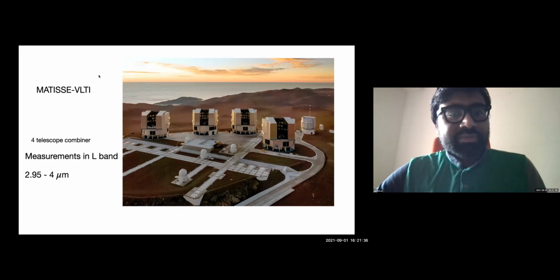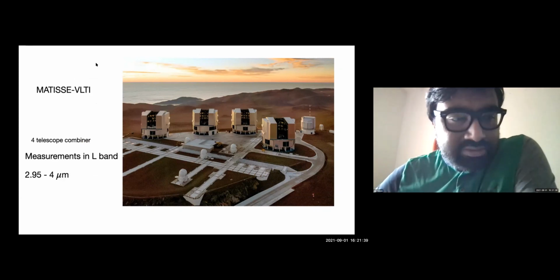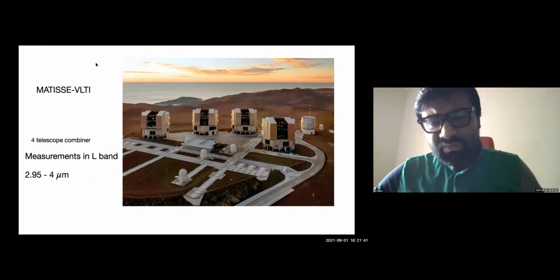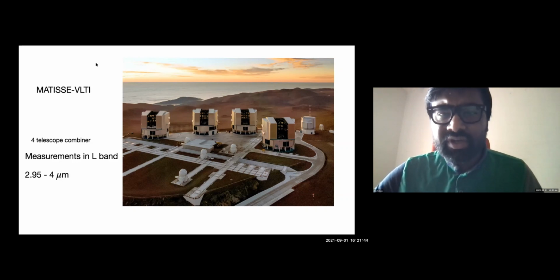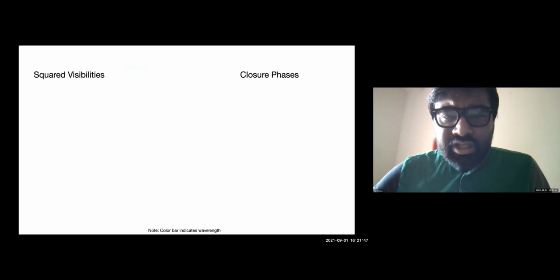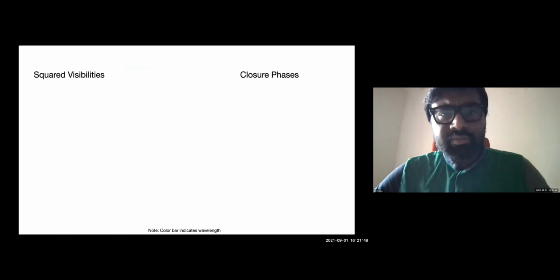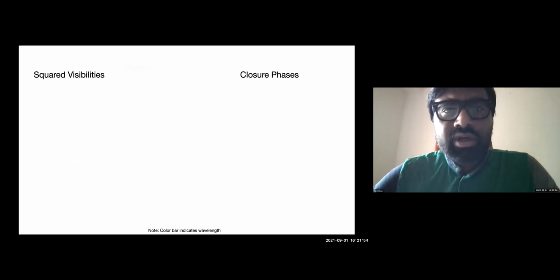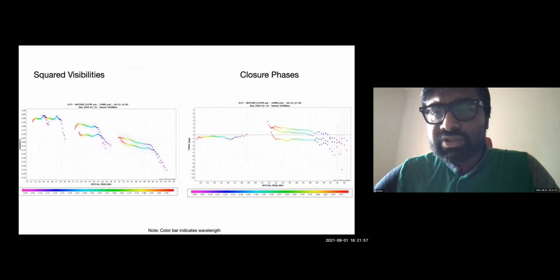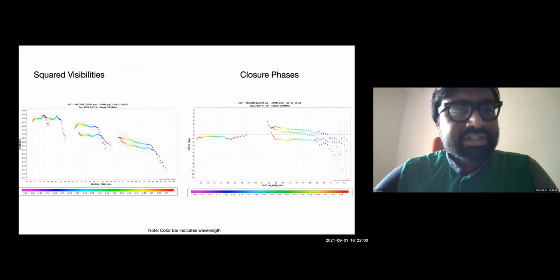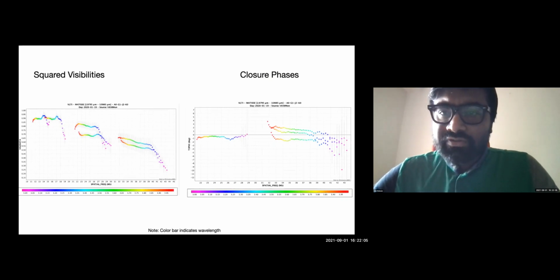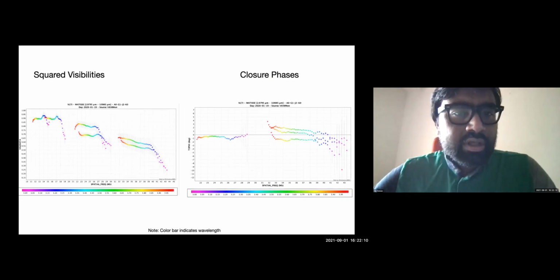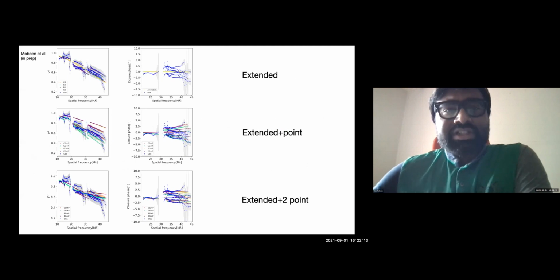The observations were taken in the L band, which spans from about 3 to 4 micrometers. What MATISSE does is that it records the interference, the fringe pattern. And using this fringe pattern, we can extract interferometric observables that we then modeled. Namely, the two main ones are squared visibilities and closure phases. So in a nutshell, squared visibilities tell us about the shape of the source. And closure phases give us some insight as to the symmetry of the source, whether or not it's centrosymmetric or not.